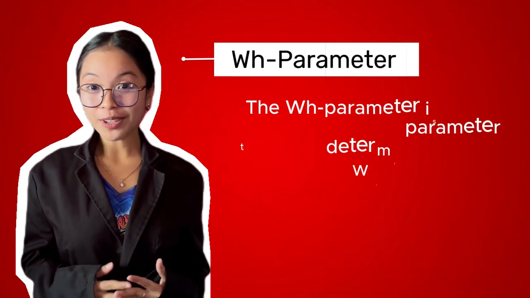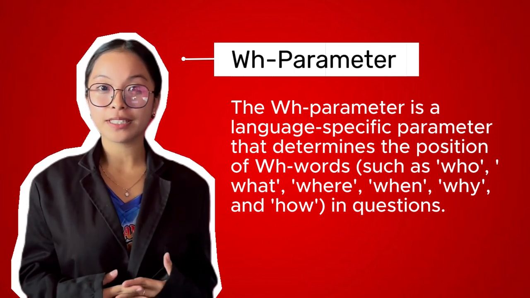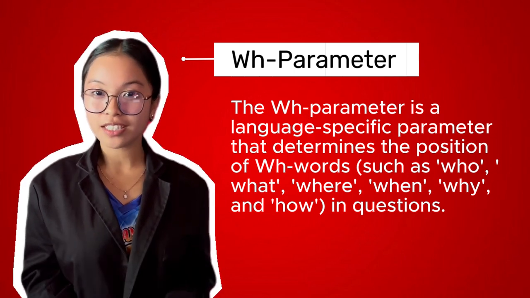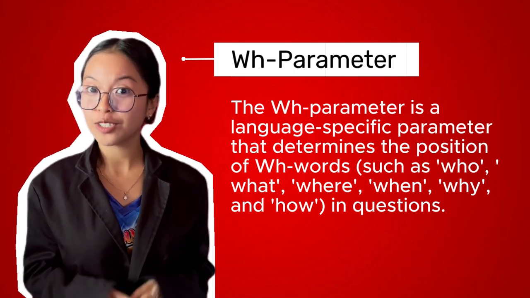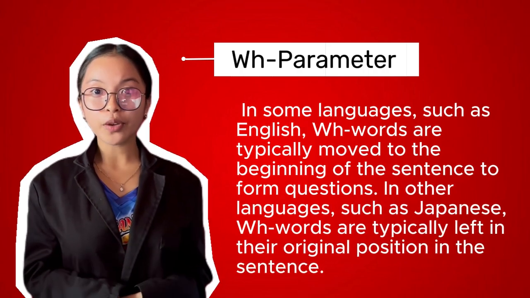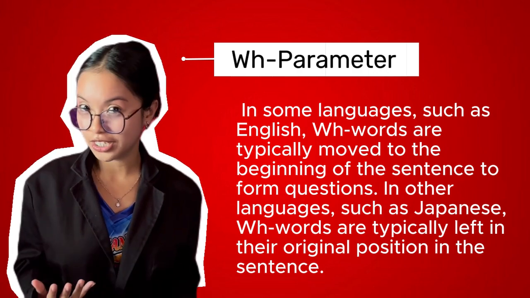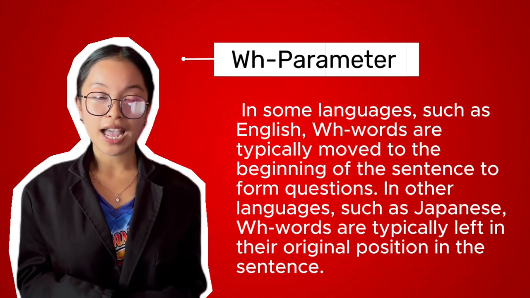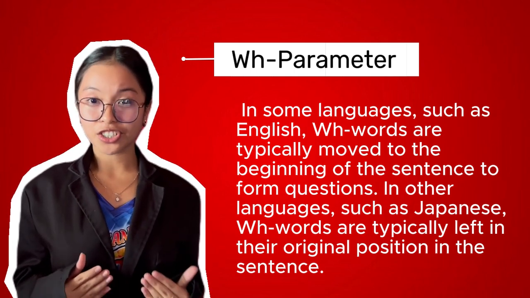So what is the WH parameter? The WH parameter is a language-specific parameter that determines the position of WH words such as who, what, where, when, why, and how in questions. In some languages such as English, WH words are typically moved to the beginning of the sentence to form questions. In other languages such as Japanese, WH words are typically left in their original position in the sentence.